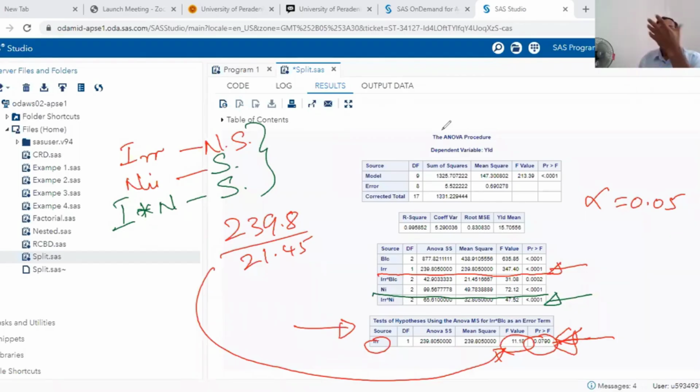Then again, the mean separation is the same as the factorial concept. For each irrigation, we separate which nitrogen is better, or for each nitrogen, which irrigation is better. So either way is possible. Either you keep the nitrogen level constant and explain the irrigation, or keep the irrigation levels constant and explain the nitrogen levels. Both ways are possible.